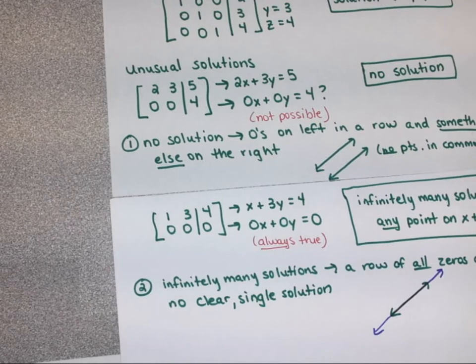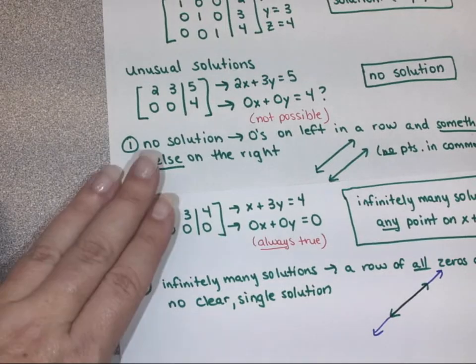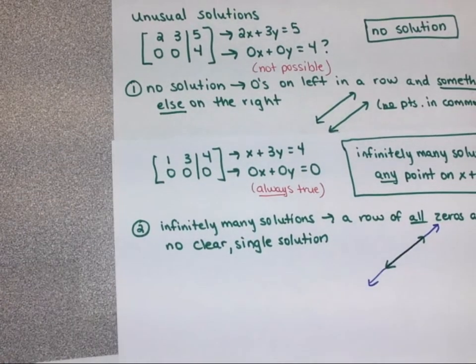So just know both of these things are unusual. No solution means no matter what we try, nothing's going to work. Infinitely many solutions doesn't mean every point works, right? It just means every point on this line works. So there's infinitely many ordered pairs that would work out. Okay. So let's go ahead and keep that in mind. Let's look at solving 3 variable systems now.